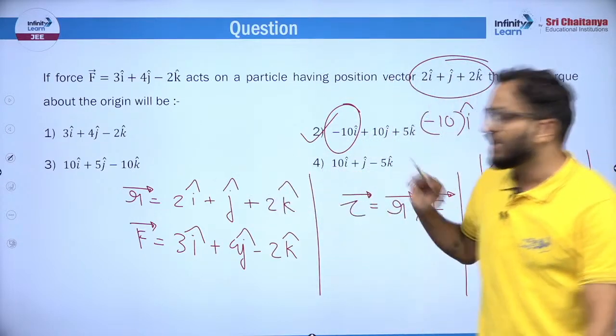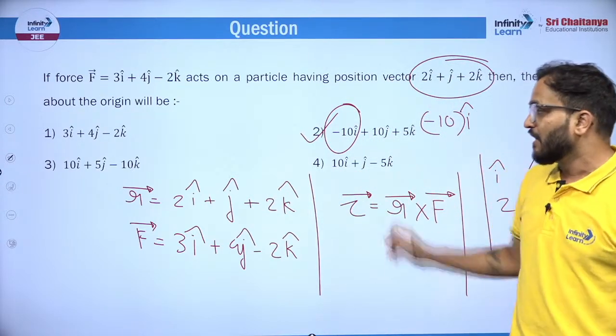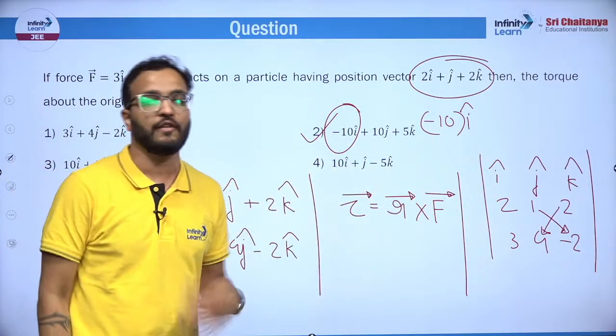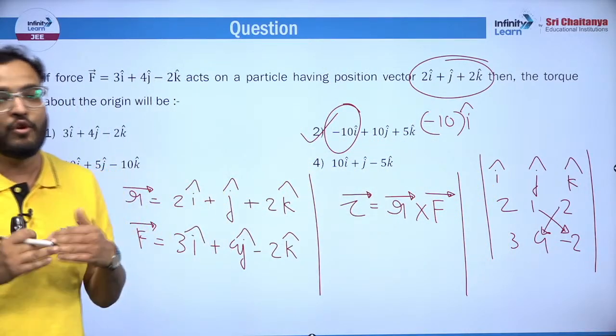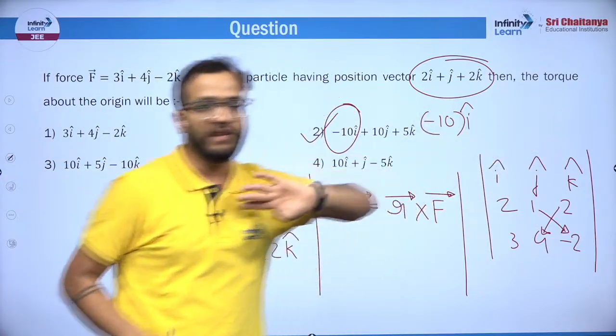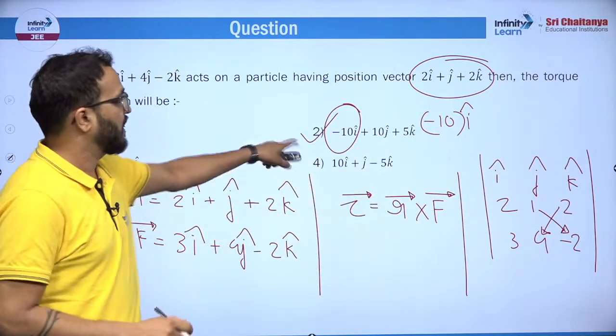None of the other options are containing minus 10 as the coefficient of I cap. That means this is the correct answer, and you can move ahead without even solving for the coefficient of J cap and K cap. And even if you want to reassure yourself, then go for the coefficient of J cap or coefficient of K cap also, no issue. You will definitely get this answer only.